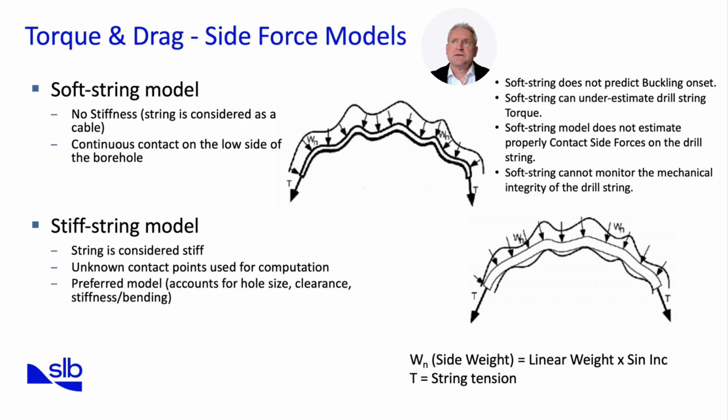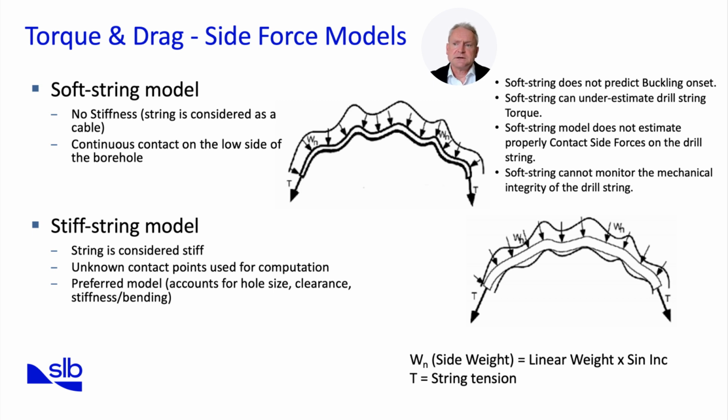Now let's look at the stiff string model. Here the drill string is considered a beam with stiffness, capable of resisting bending. Instead of assuming continuous contact, the model identifies discrete contact points where the pipe actually touches the borehole wall. This makes the stiff string model more realistic, as it accounts for hole size, tool joint clearance, stiffness, and bending mechanics. Due to this, it is the preferred model in modern engineering, offering more accurate predictions of torque, drag, and side forces. The soft string model has several weaknesses.